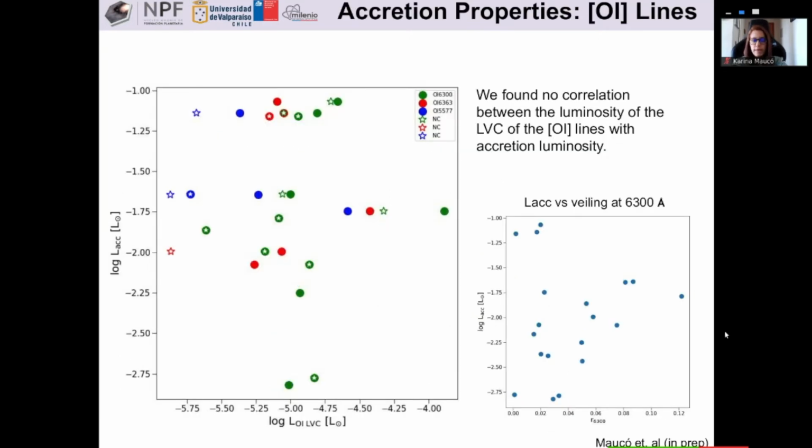If you look at the luminosity of the oxygen I line, only taking the low velocity component, here I show you the luminosity of the oxygen I line for the different oxygen I lines in different colors, and we highlighted the narrow component using the star symbol in this plot. We didn't find any correlation between the luminosity of the oxygen I line and the luminosity of accretion. And as you can see, the accretion of our stars is very low for our sample.